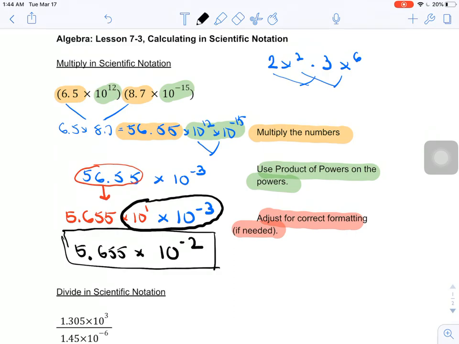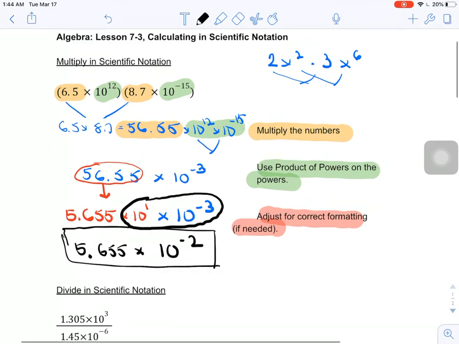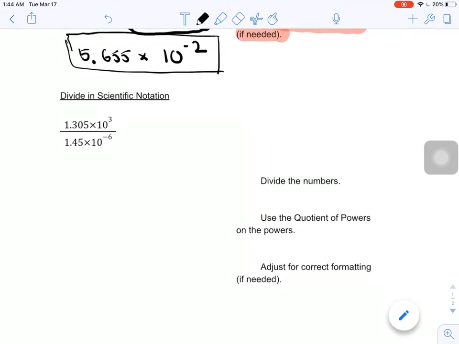Dividing in scientific notation works really similar to multiplying in scientific notation. So if we're going to divide in scientific notation, just like we would with another similar problem, we can go ahead and divide the numbers. So we can do the 1.305 divided by 1.45. And if we go ahead and do that division, that gives us an answer of 0.9. So that's our answer to that part of the problem.